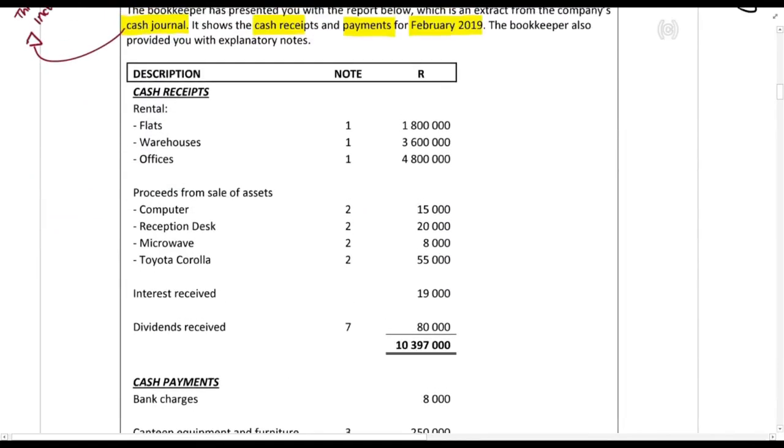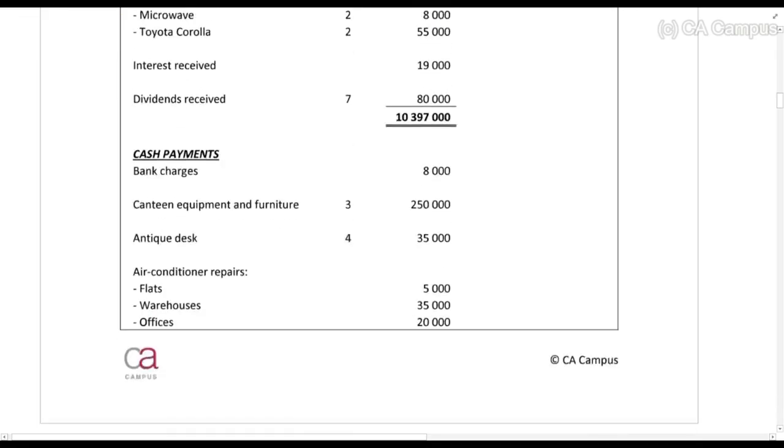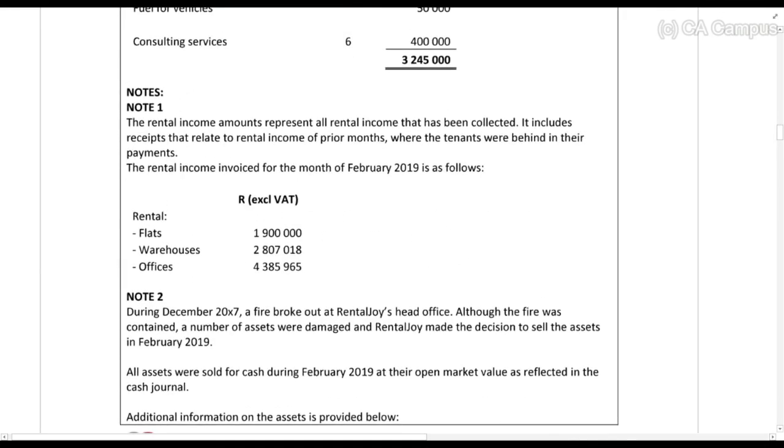Right, so they give us some cash receipts, rentals from the flats, warehouses and offices. I'm going to remind you, remember, that is exempt. They say go look at note number one, so let's quickly go and look at note one. The rental income represents all rental income that has been collected. So it's cash. It includes receipts that relate to rental income of prior months. So people might have been behind in their rent and now they paid this month.